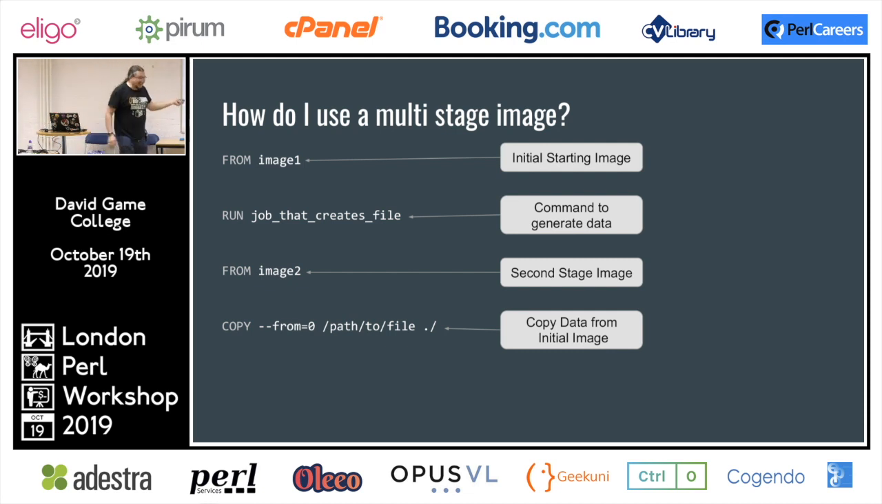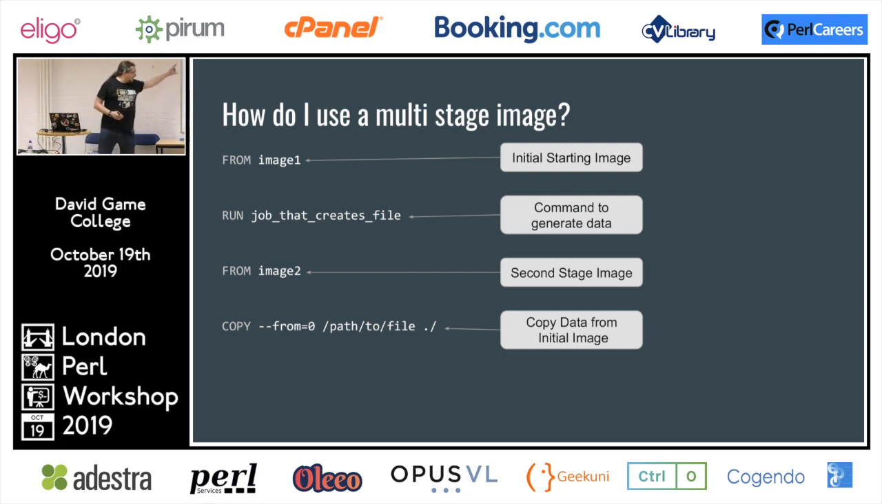We're doing a COPY command, and we're using this --from, where we're basically saying we're copying from 0, being the first image, because we're computer scientists, we count from 0. And then we can define the path of where we want our file to be, and then we can copy it across. And there we go.